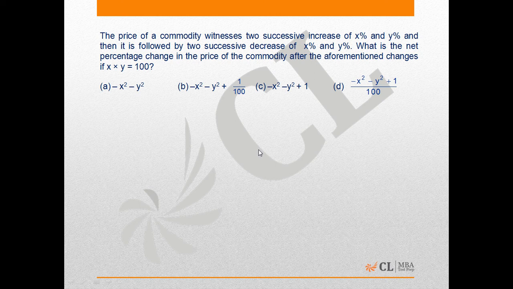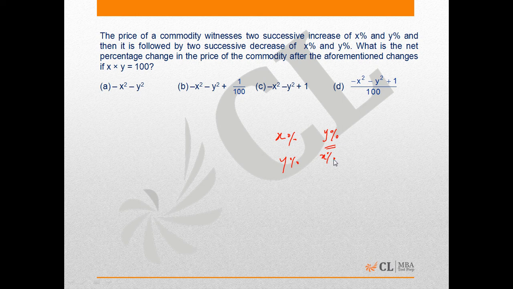Here one very important thing that we need to understand is that the order of increase or decrease in case of successive changes is completely immaterial. That is, if it is given that the price of a commodity increases by x% first and then it decreases by y%, it is not required to first consider the case of increase and then the case of decrease. Even this case is equivalent to the case of y% decrease followed by x% increase.